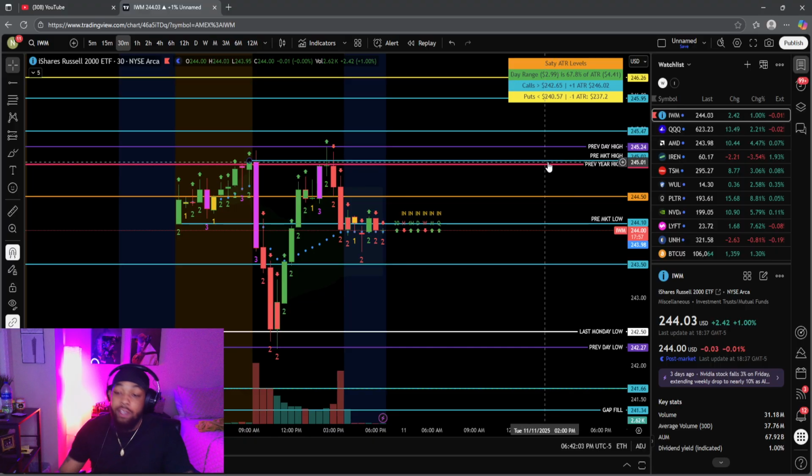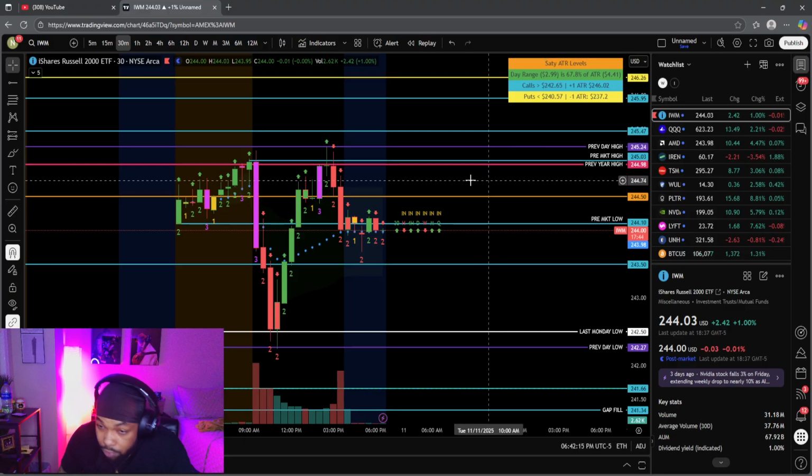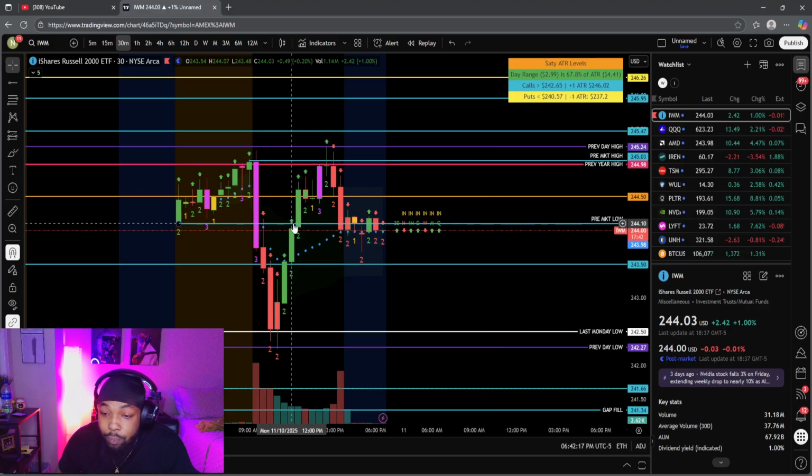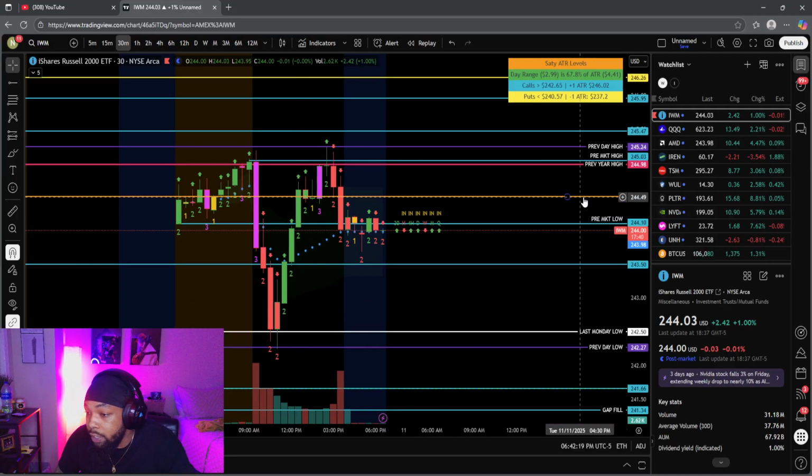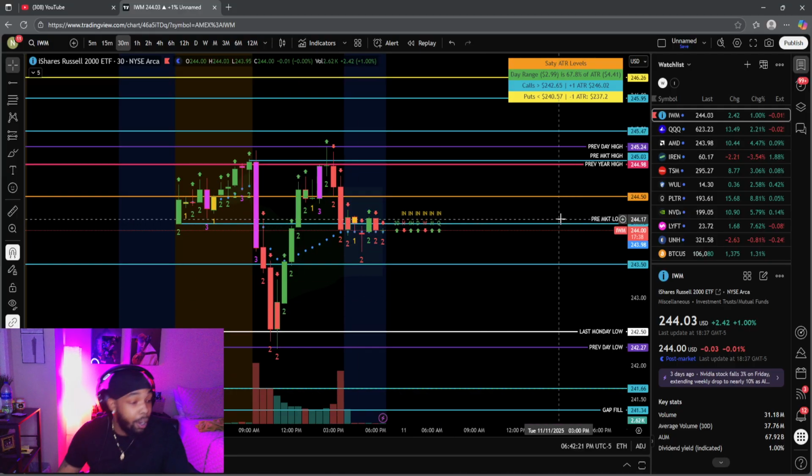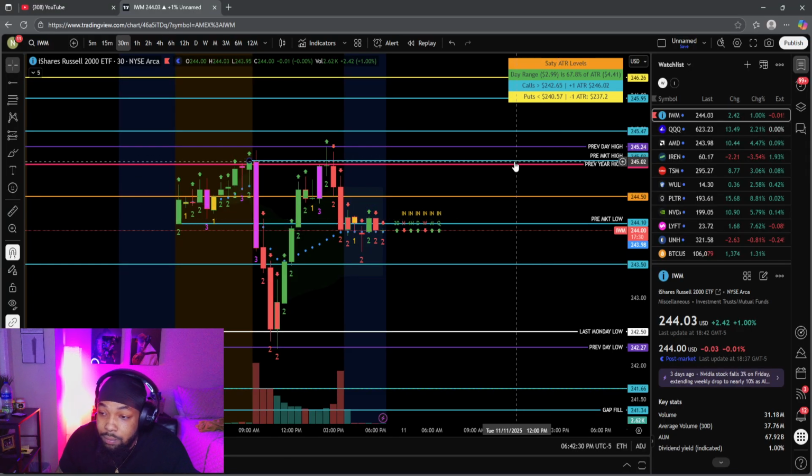So if price was to break above that 245.03 level, I would have taken calls. I would have taken longs in that direction. You know what I'm saying? This is my analysis for today. This is what I'm going through. The lowest point of pre-market was 244.10. If price broke below 244.10, that's where I was going to take my puts entries. You see what I'm saying?